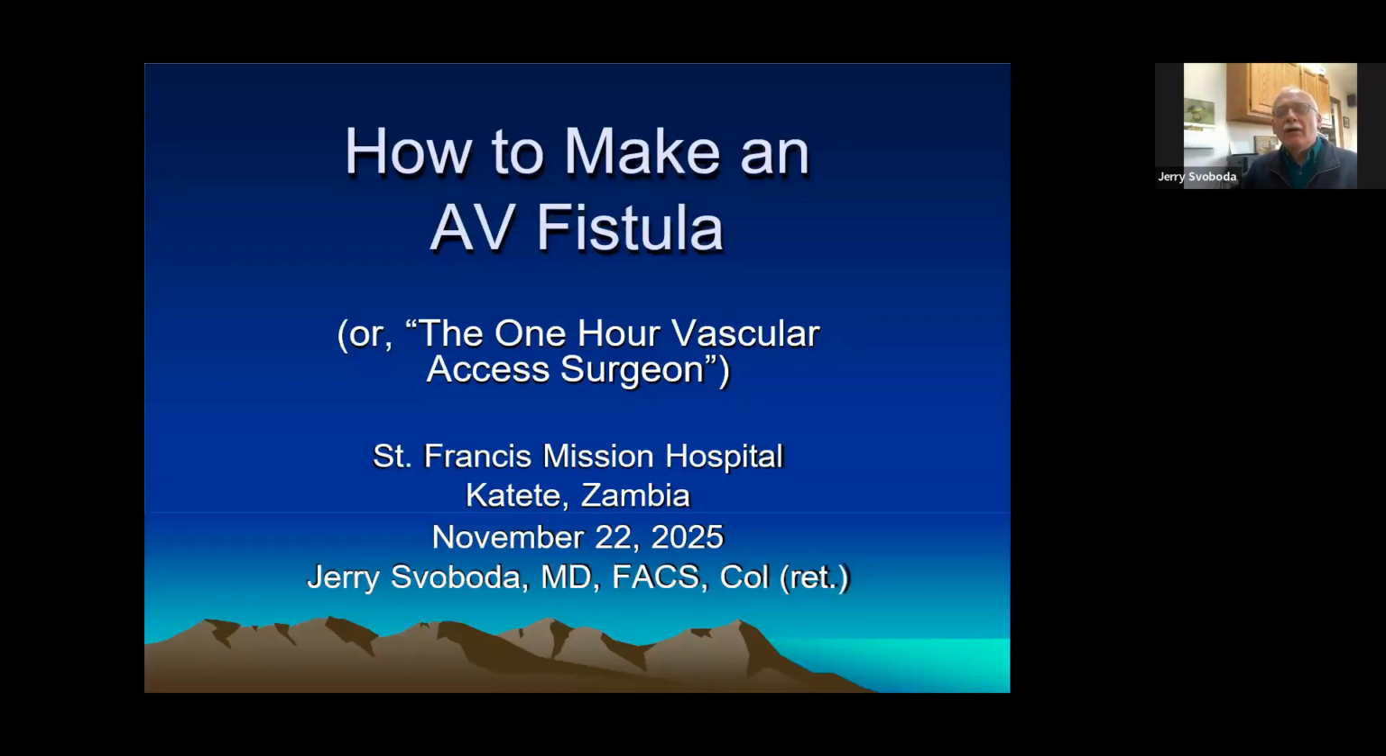Okay, now you see the purpose of the AV fistula camp, and I know that your primary clinical teacher has not yet arrived, or maybe not on the call. Perhaps he'll join us. It's a pleasure to be here today.